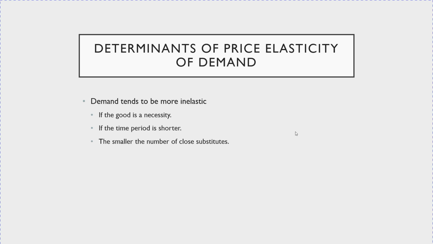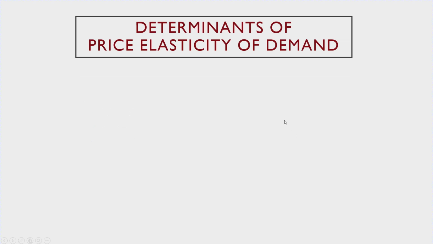Healthcare is an example of a necessity, right? If you're sick, you've got to go get treatment real quickly. There might only be one doctor in town. Now, demand tends to be more elastic when the good is a luxury. It's not a necessity; it's nice to have, but you don't really need it. The longer the time period, the more you can change your purchasing habits, and you have a lot of time to make a decision. And there's a larger number of close substitutes. Cereal brands are an example of something that tends to be elastic.